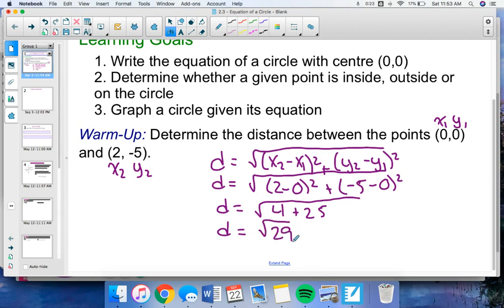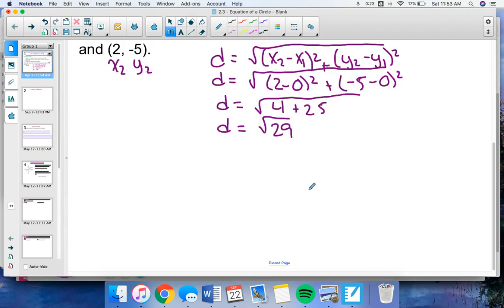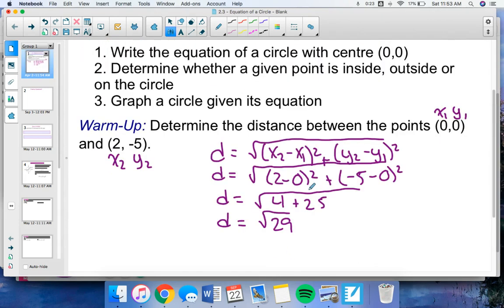Okay. So remember, like I said before, if you're comparing distances, you don't need to calculate the square root of 29. The square root of 29 is the more exact answer, so this will be okay on assessments when I ask for that. So hopefully you did well in the warm-up. If not, try it again.